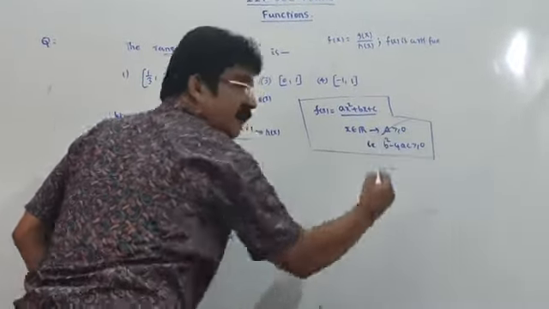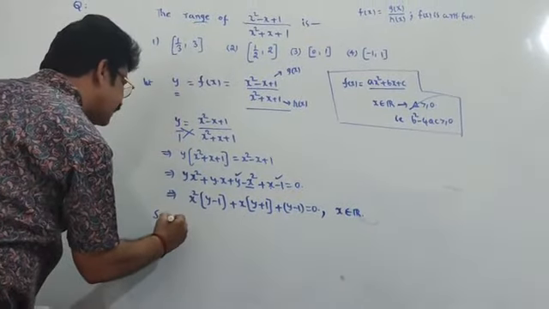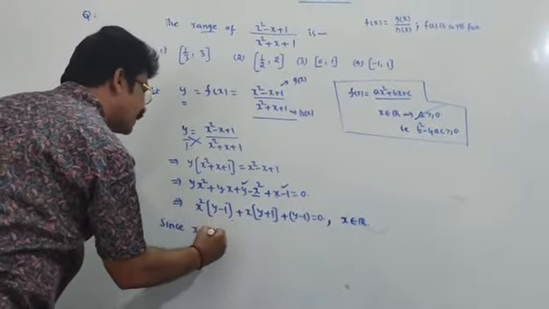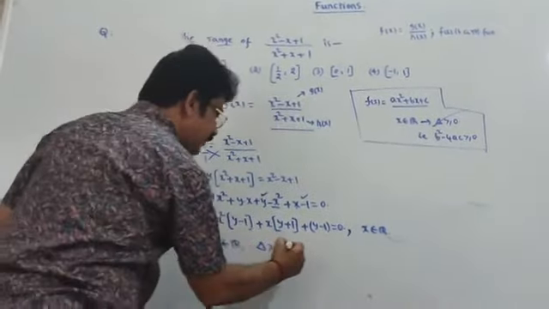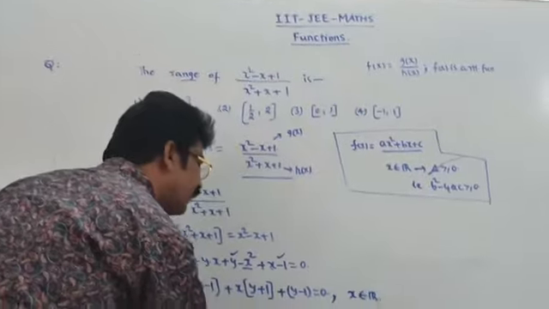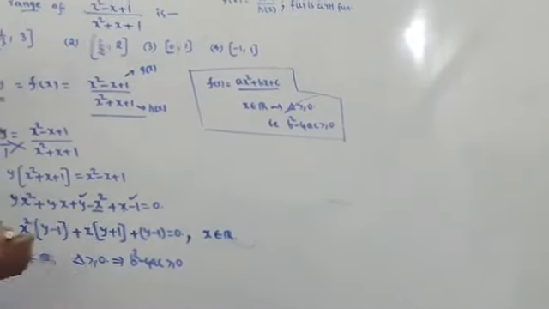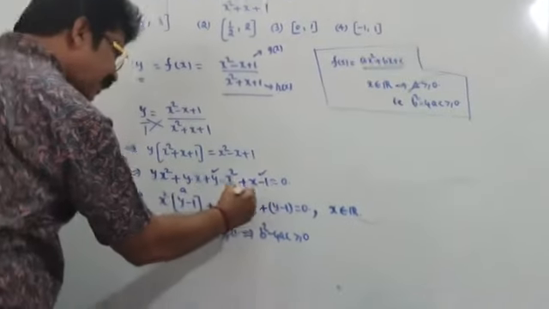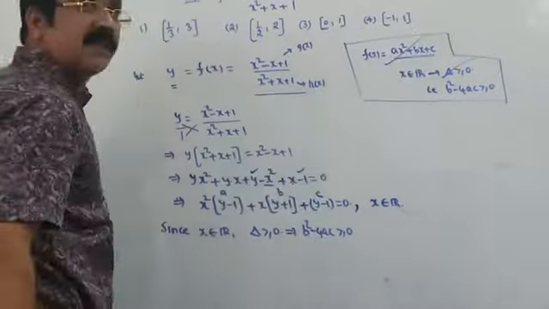Now I am using this formula. Since x belongs to capital R, we have delta greater than or equal to 0. Delta means b square minus 4ac greater than or equal to 0. What is a? What is b? What is c? On comparing with ax square plus bx plus c.